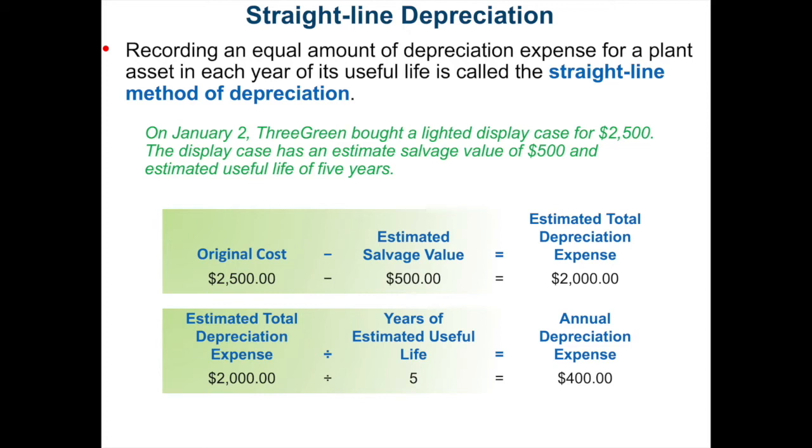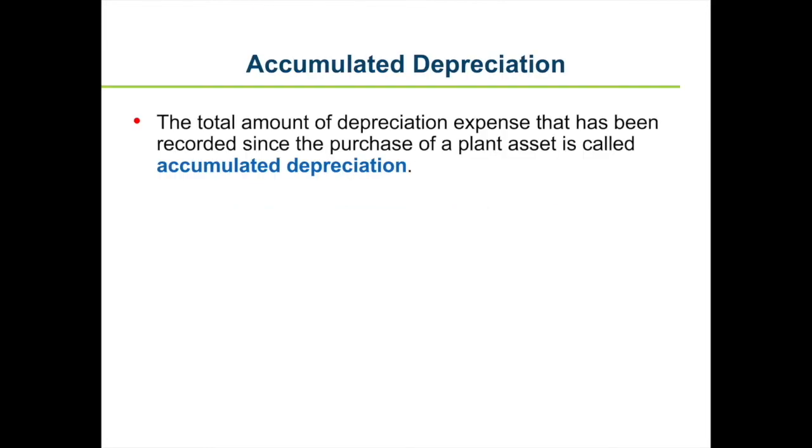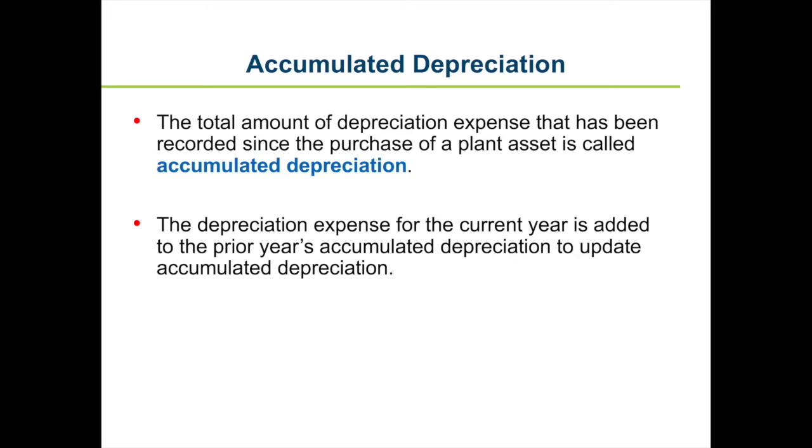by roughly $400. The total amount of depreciation expense that has been recorded since the purchase of a plant asset is called accumulated depreciation. The amount accumulates each year of the plant's useful life. The depreciation expense for the current year is added to the prior year's accumulated depreciation to update accumulated depreciation.